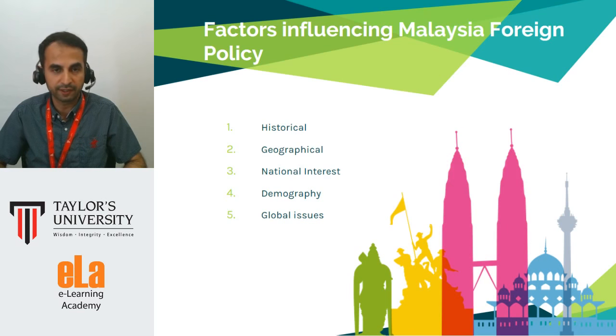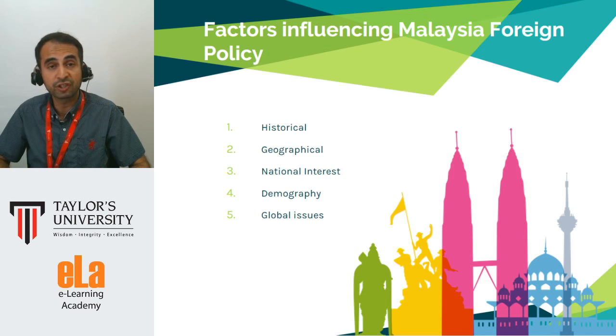Number two is the geographical factor. Geographical factor explains why we have a very close relationship with ASEAN countries like Myanmar, Vietnam, the Philippines, and also Thailand. Because we hope that by having a good relationship with our neighboring countries, definitely we can rely on and get some help from these countries whenever there is a crisis which requires us to seek foreign help or assistance.